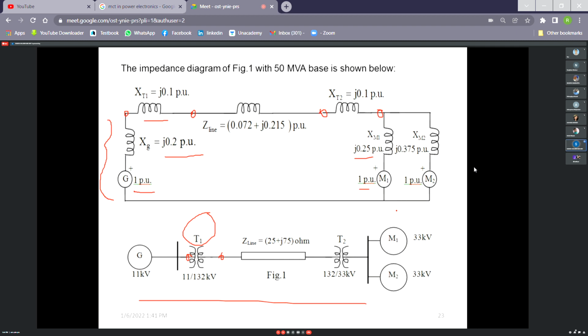Actually, the impedance diagram may be required in healthy condition to find out the current in generator, motors, or in different components. But it is mostly required for fault calculation. When there is a fault, how much unhealthy current will flow through the different components. So for that, how much protection is required, which type of protection we shall give. For that reason, actually, per unit quantities are required.